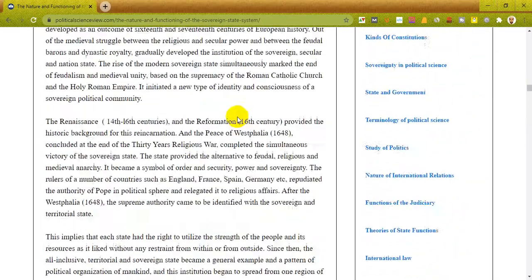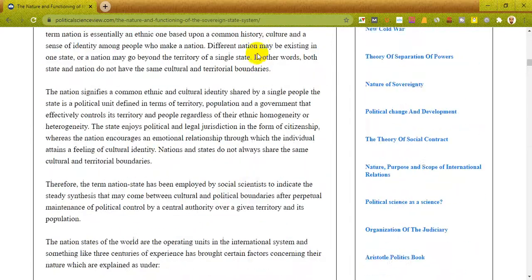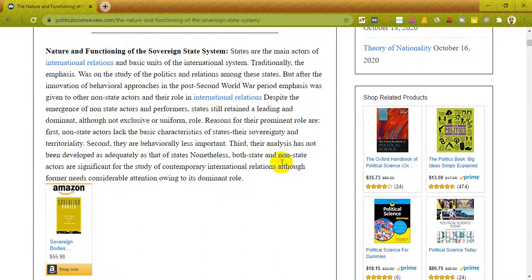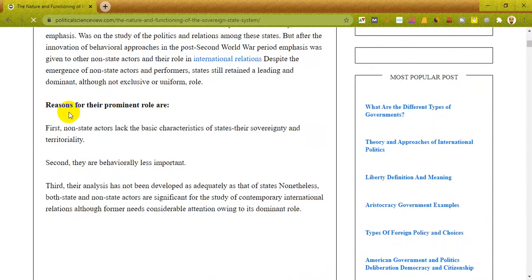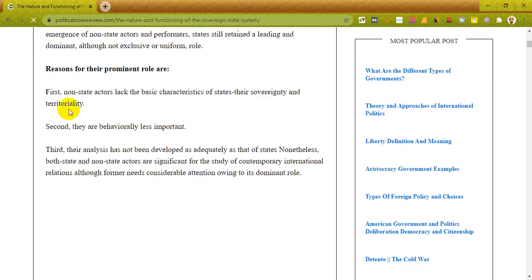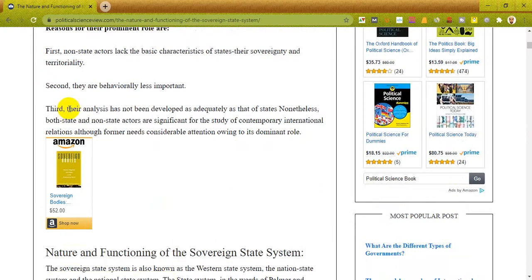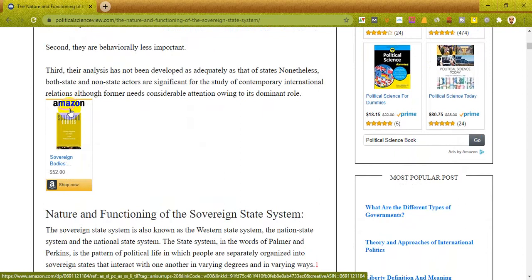Despite the emergence of non-state actors and performers, states still retained a leading and dominant, although not exclusive or uniform, role. Reasons for their prominent role are: first, non-state actors lack the basic characteristics of states: their sovereignty and territoriality. Second, they are behaviorally less important. Third, their analysis has not been developed as adequately as that of states. Nonetheless, both state and non-state actors are significant for the study of contemporary international relations, although the former needs considerable attention owing to its dominant role.